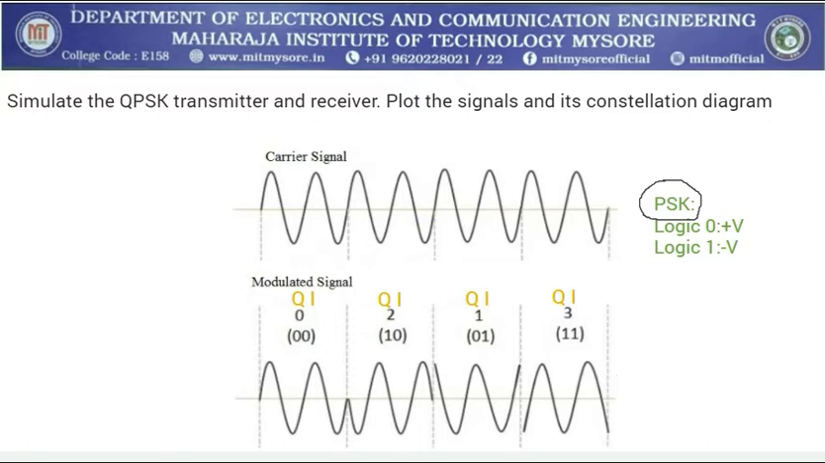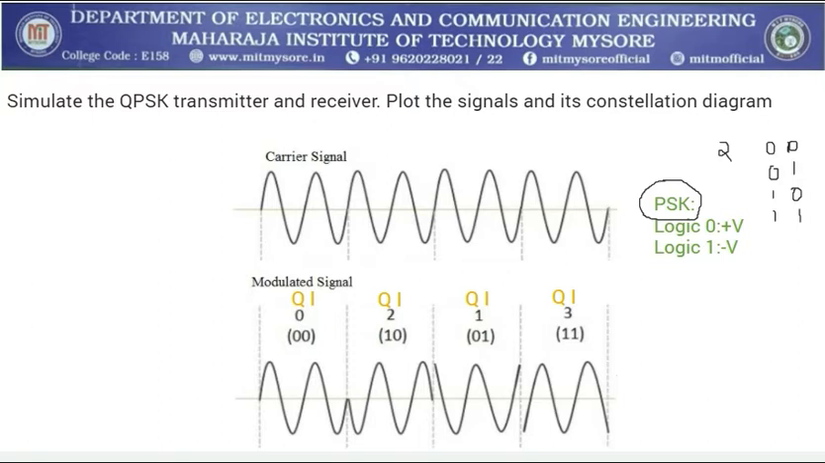Here we're going to take 2 bits at a time. As we are aware, 2 bits means you will have 4 different combinations, that is 00, 01, 10 and 11. So we'll have 4 different split-ups.